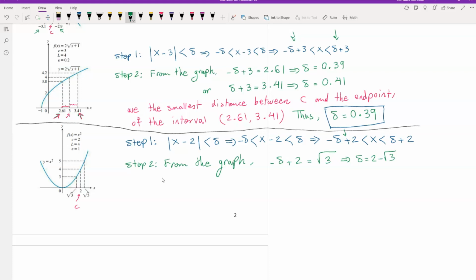negative delta plus 2 is equal to radical 3. And solving for delta, delta is equal to 2 minus square root of 3. So using a calculator, my answer for this part is 0.2679.